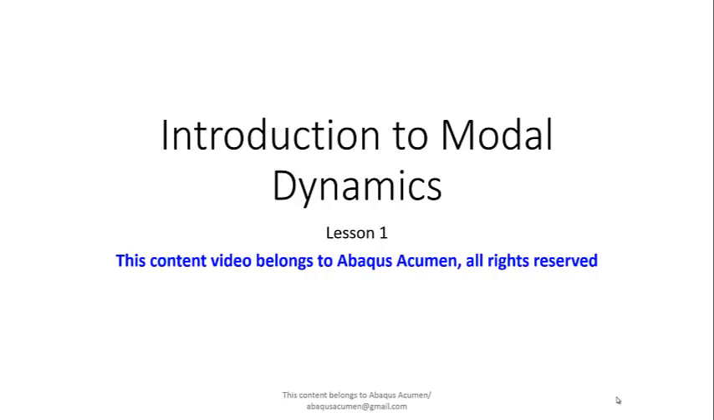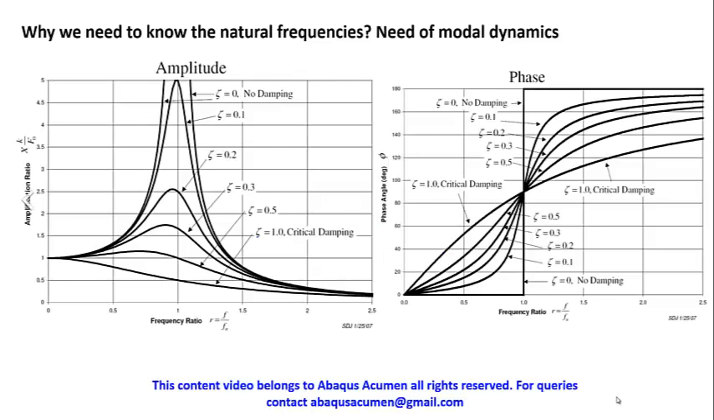In the first lesson, what we are going to do is modal dynamics, or getting the natural frequency of a system. Now getting the natural frequency of a system within Abaqus is a straightforward thing, but the important question we need to answer is why specifically we are interested in the natural frequency.